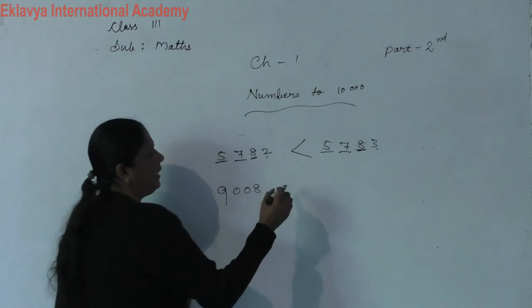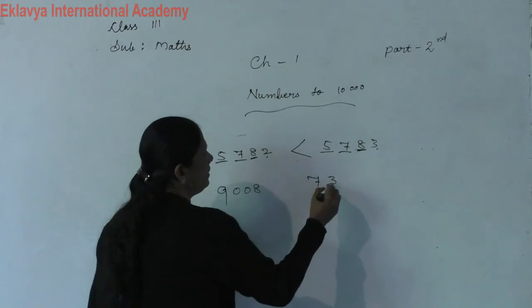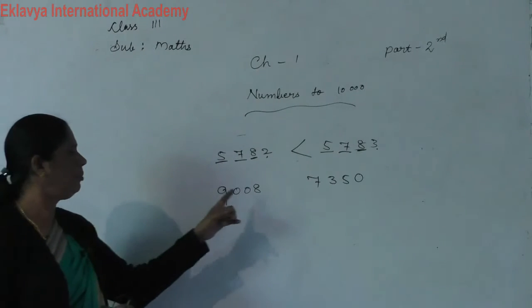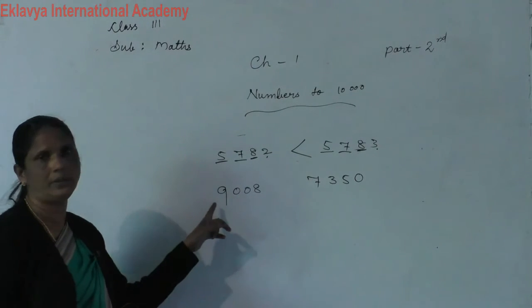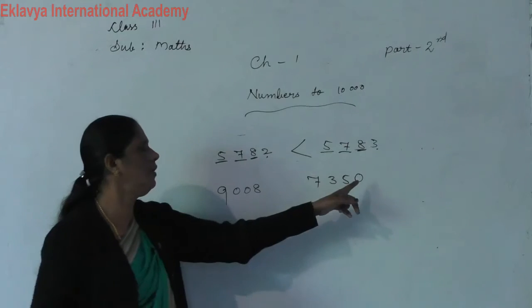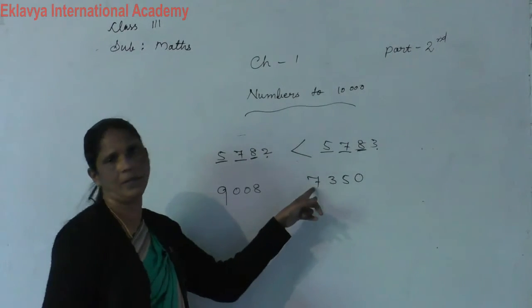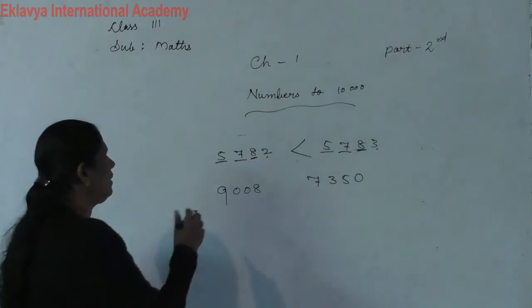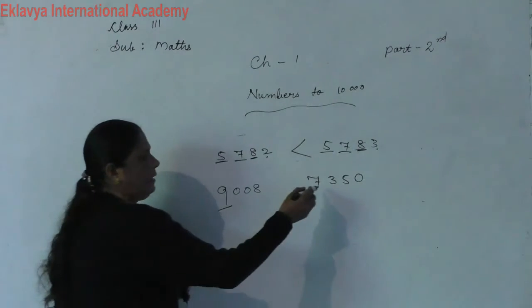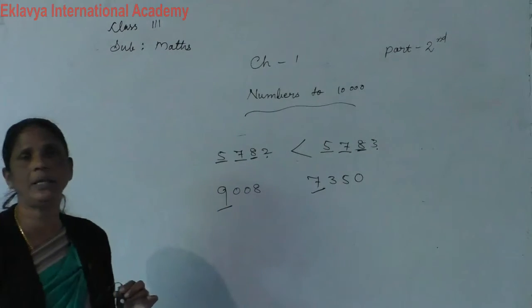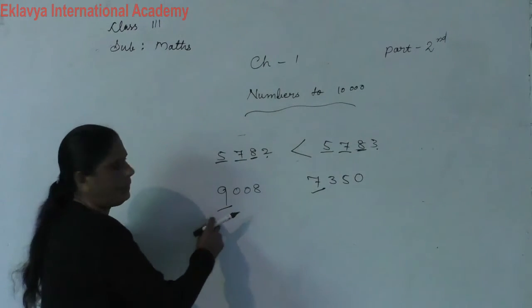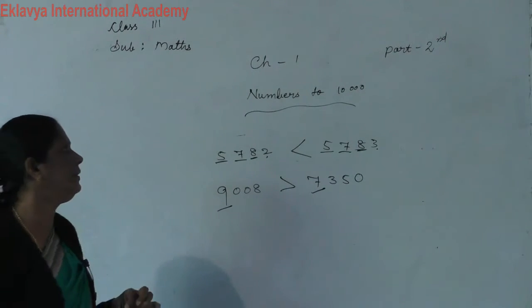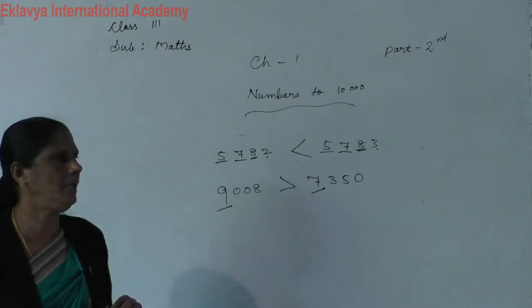The next, 9008 and 7350. First you look at both places: ones, tens, 100, 1000. Both are in the thousand place. Then first you look at the 1000 place. Here 9, here 7. Which is greater? 9 is greater. Therefore you put this sign. Understand? This is comparing numbers.